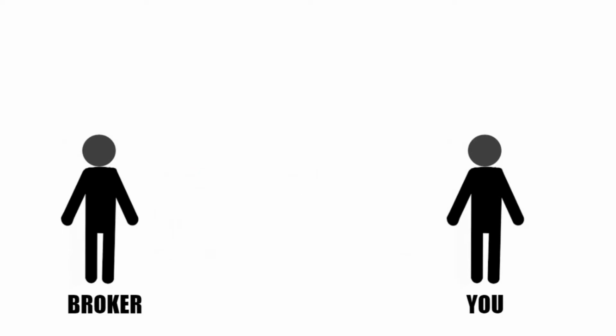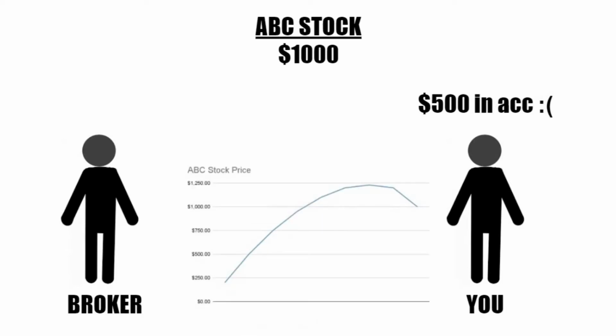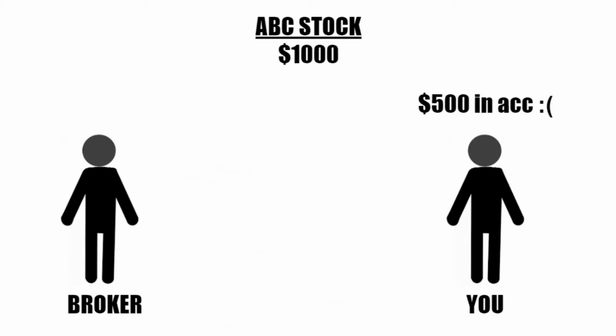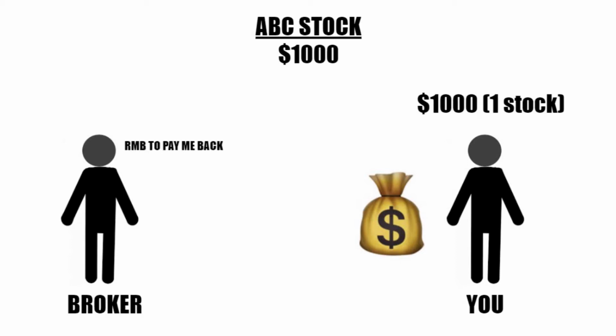So for example, let's say ABC stock is priced at $1,000 and I only have $500 left in my bank account. However, I was thinking that ABC's stock valuation is very attractive because the price was just at $1,200 a few weeks ago and it's now trading in the $1,000 price range. So to enable me to buy one stock of ABC company, I decided to take on an additional $500 debt with margin and purchase one stock of ABC company. The broker tells me that I have to repay the added margin in a few weeks' time.